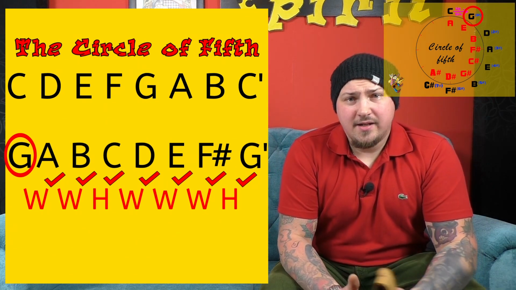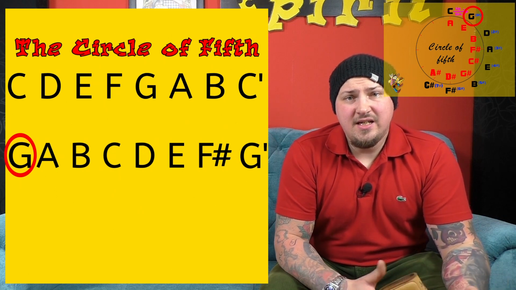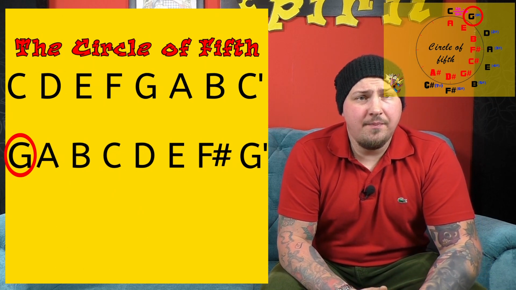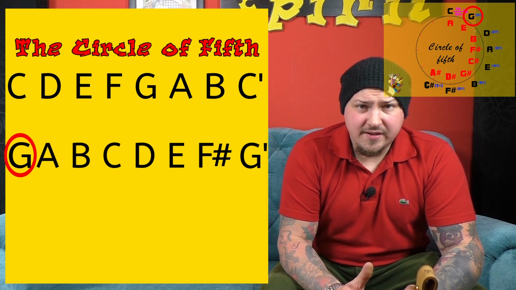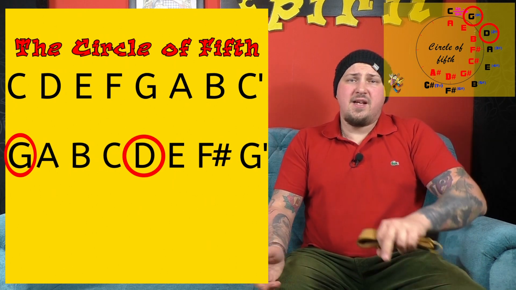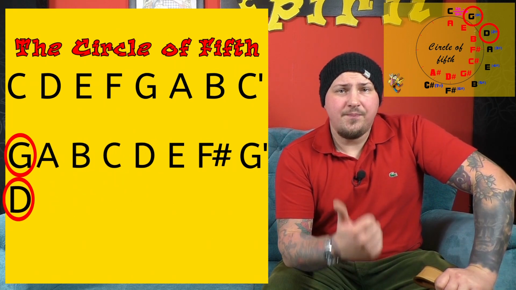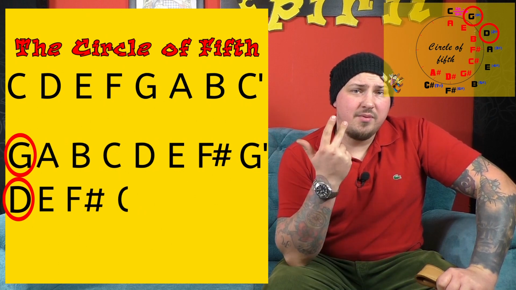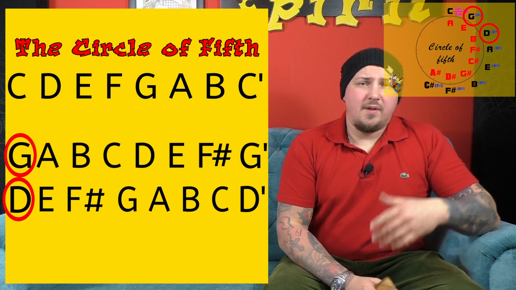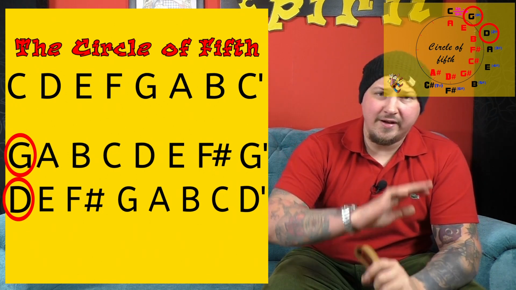So let's do it again, but now we start at the G. We have G, A, B, C, D, E, F sharp and G. And now we have to take the fifth. It's the D. And we have to do the exact same thing we did before. So now we have D, E, F sharp, G, A, B, C. It has a root note, there are 7 notes, everything is fine.